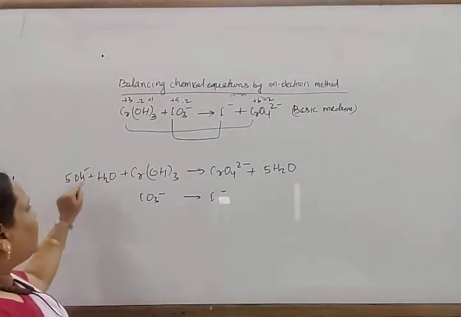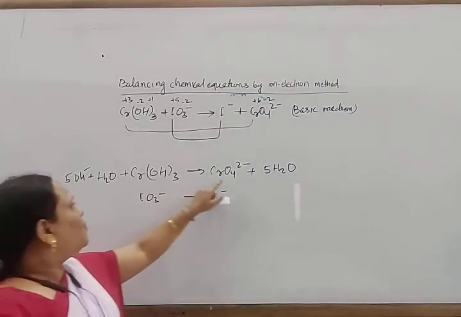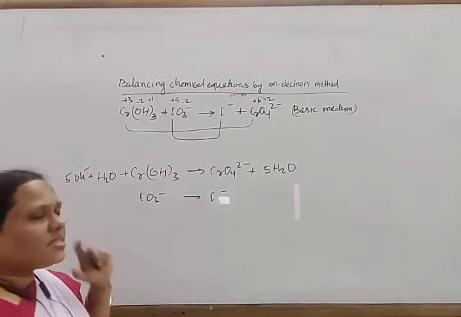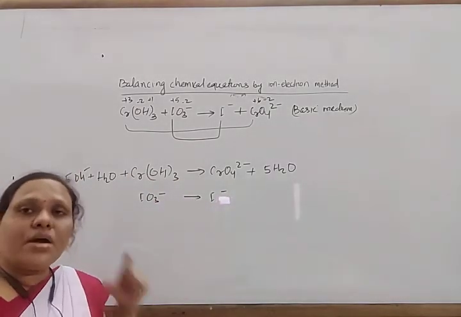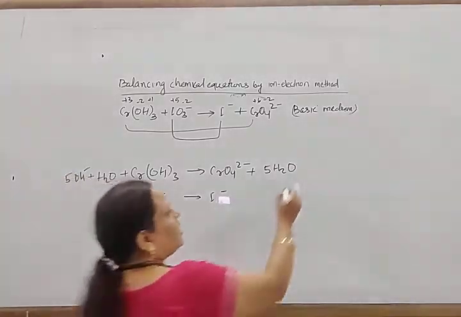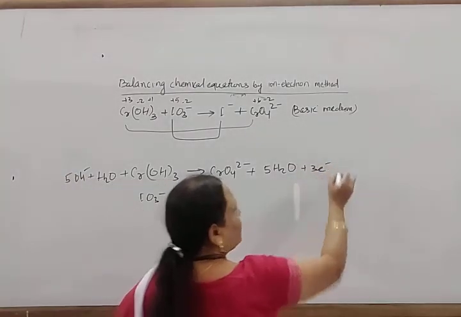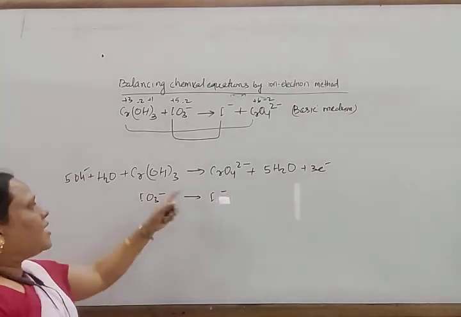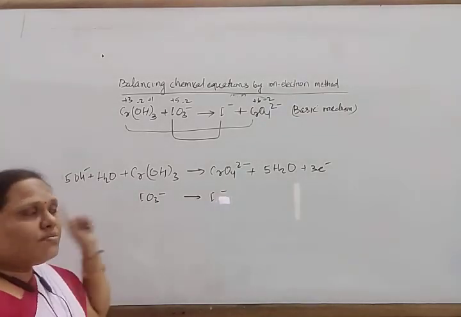After balancing this equation atomically, I have to balance it electronically. And here 5 OH minus is there and 2 minus is there. So 5 negative charge and 2 negative charge. In this way, when there is less negative charge, you have to add that many electrons. Here I have to add 3 electrons. Okay. Now this equation is balanced electronically and atomically.